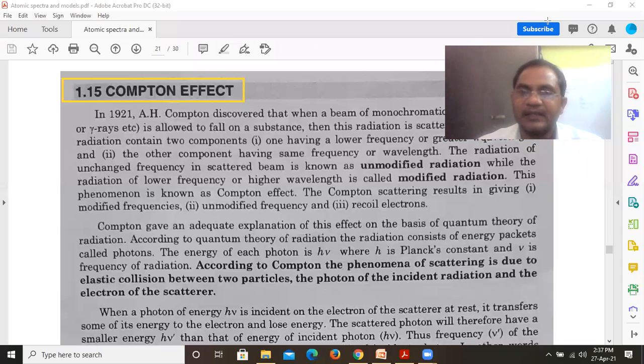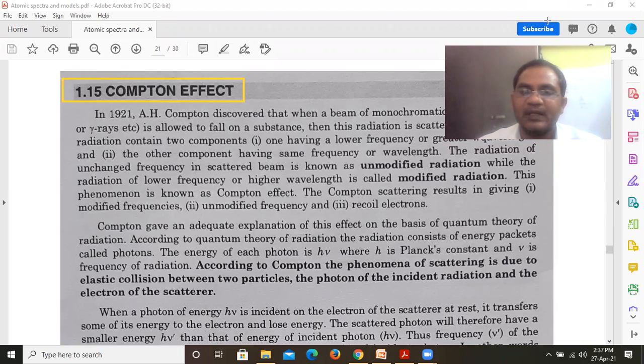The classical electromagnetic theory failed to explain this Compton effect. A.H. Compton explained this effect successfully by using Planck's quantum theory. That is what we will discuss in this topic.